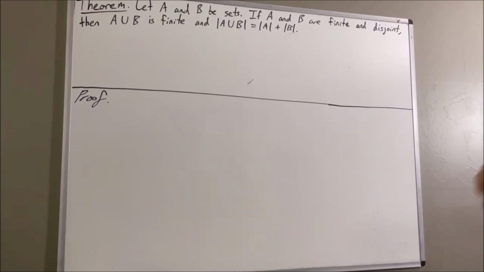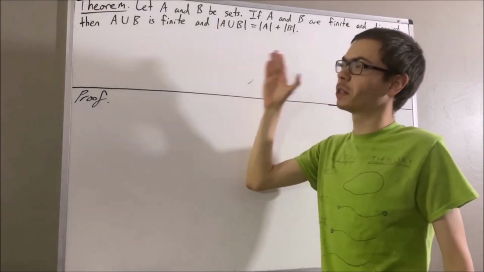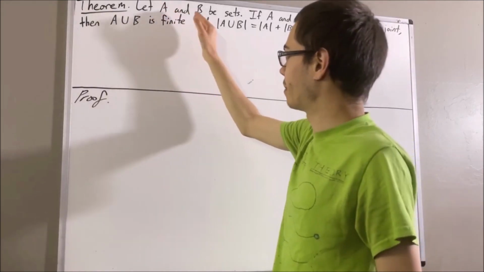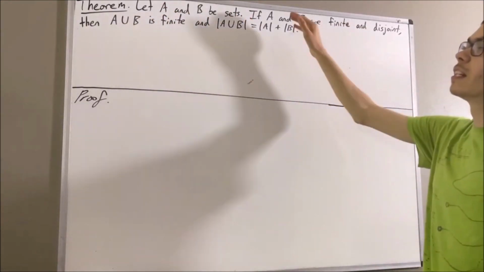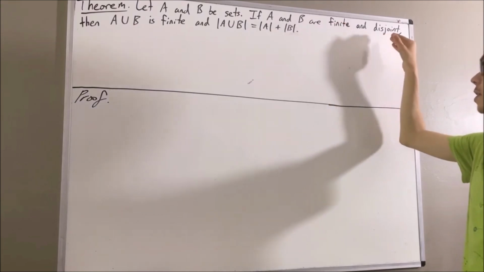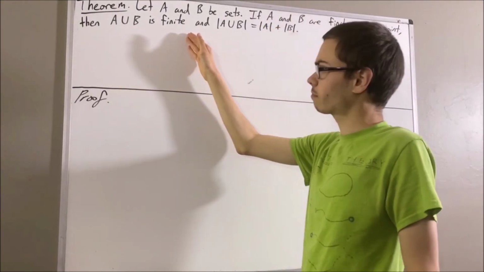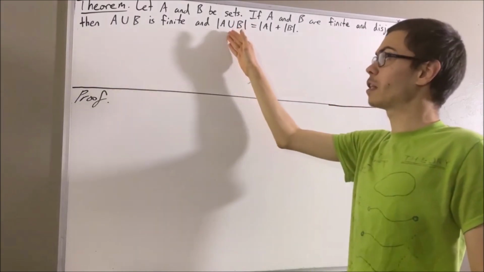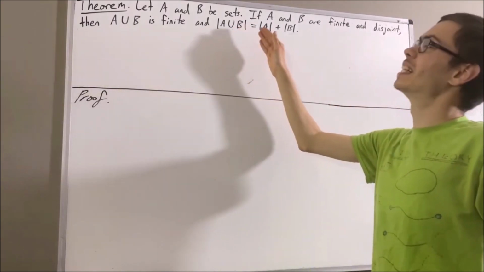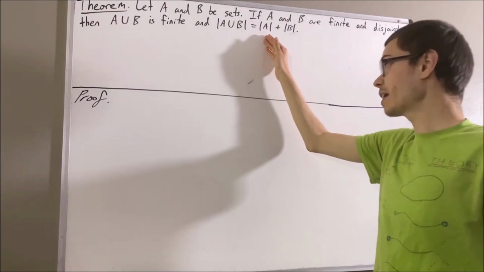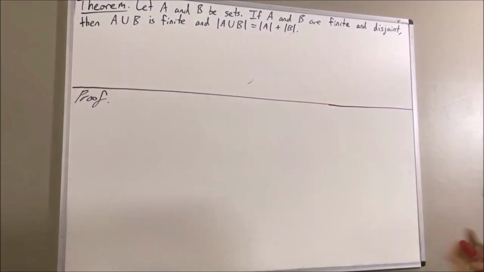Hello! In this video, we are going to prove the following theorem. Let A and B be sets. If A and B are finite and disjoint, then the union of A and B is finite. Moreover, the number of elements in the union of A and B is equal to the number of elements in A plus the number of elements in B.